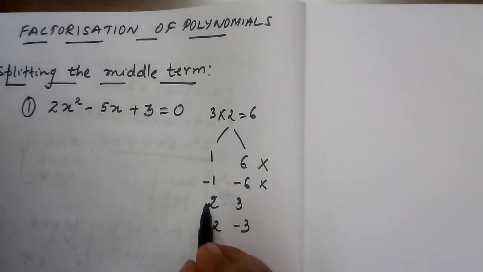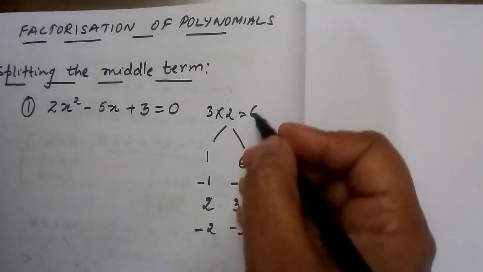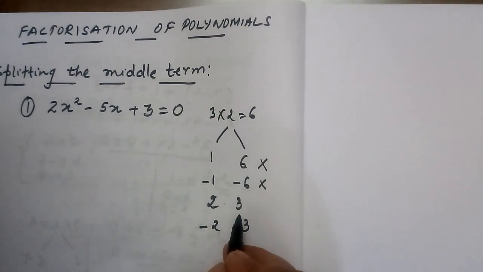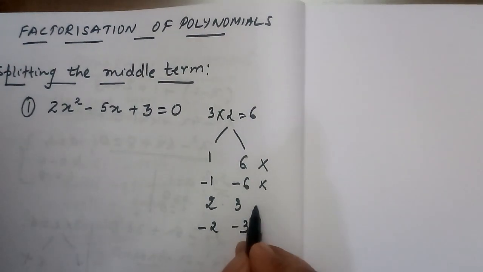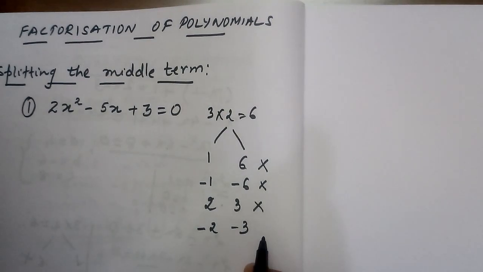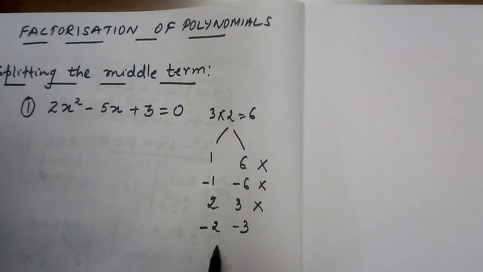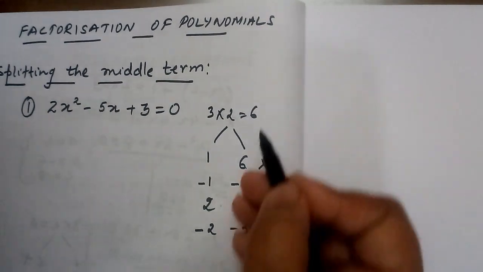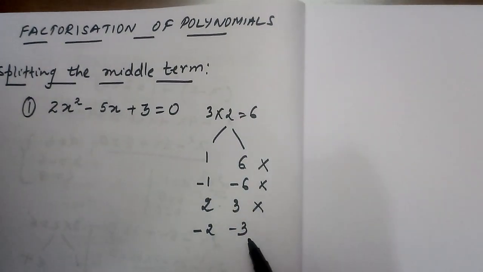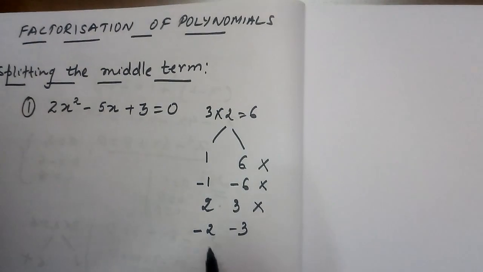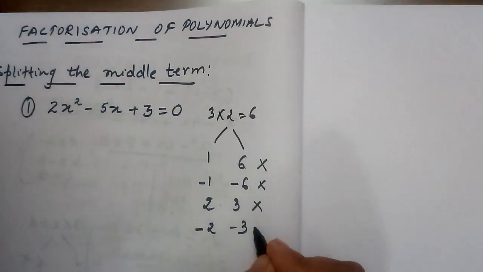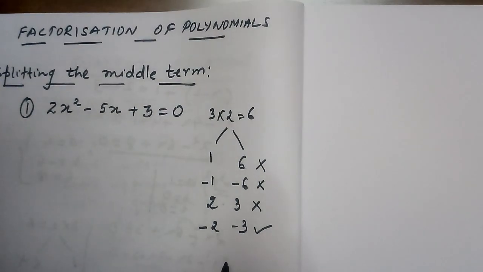The third case is 2 and 3. On multiplying them, I am again getting 6. On adding them, I am getting plus 5. I require a minus 5. So even this is not acceptable. Now the last one left with me is minus 2 minus 3. When I am multiplying them, I am getting 6. Minus 2 into minus 3 gives me plus 6. And when I am adding them, I am getting minus 5. So this is my required pair of factors.